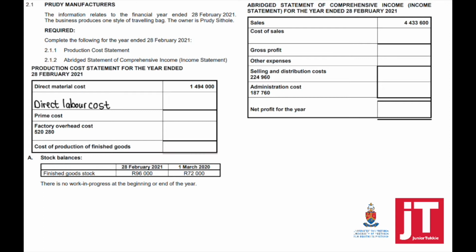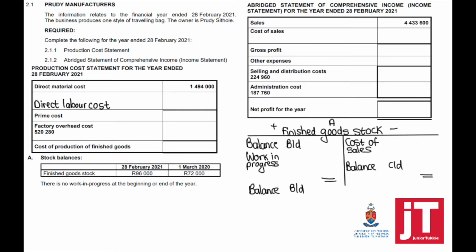If you get the finished goods stock, you should know that when we complete the finished goods stock account, we want to calculate the cost of sales. So if you open up a T account and you complete the finished goods stock, the balance in the beginning was given to you, 72,000. The balance at the end was given to you, 96,000. Balance brought down means balance carried down.